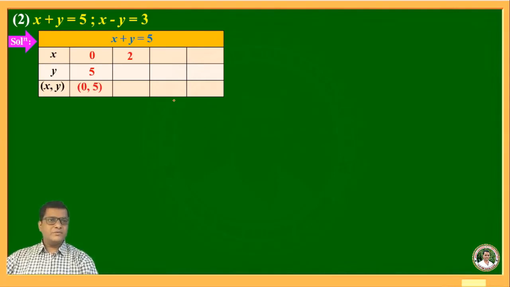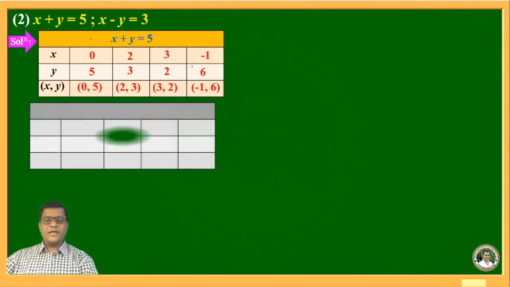If you take x is equal to 2, then 2 plus 3 is 5. Therefore y will be 3. The coordinates are 2, 3. Next, if you take the value of x as 3, simplify it. 3 plus 2 is 5. Then the value of y is 2. Therefore the coordinates of the points are 3, 2. If you take the value of x as minus 1, here minus 1 will be transferred and become plus. 5 plus 1 is 6. Therefore minus 1, 6 are the coordinates of the points.